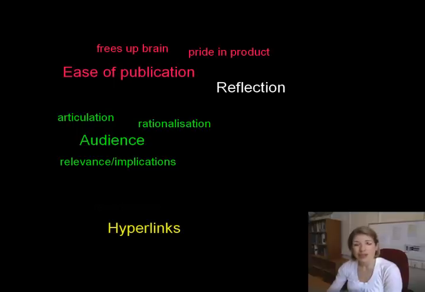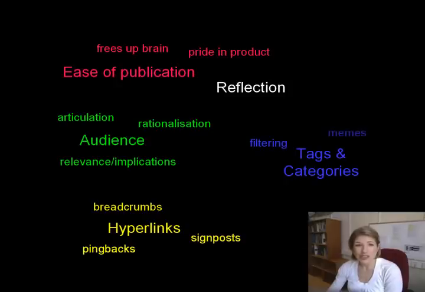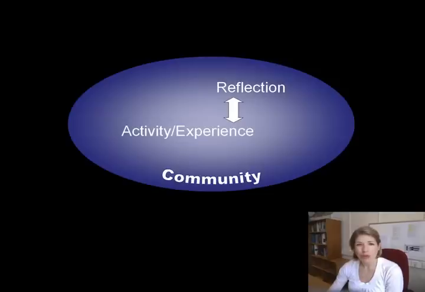Hyperlinks add space and time to the reflective process. They can act as breadcrumbs to record where the author's been, or signposts to indicate where the reader might like to go. Pingbacks are incoming links. They show where someone else is linked to the blog and can often be a good source of alternative perspectives on a similar topic. Tags and categories allow the author or the reader to filter posts, find strands of similarity, and make retrospective connections.